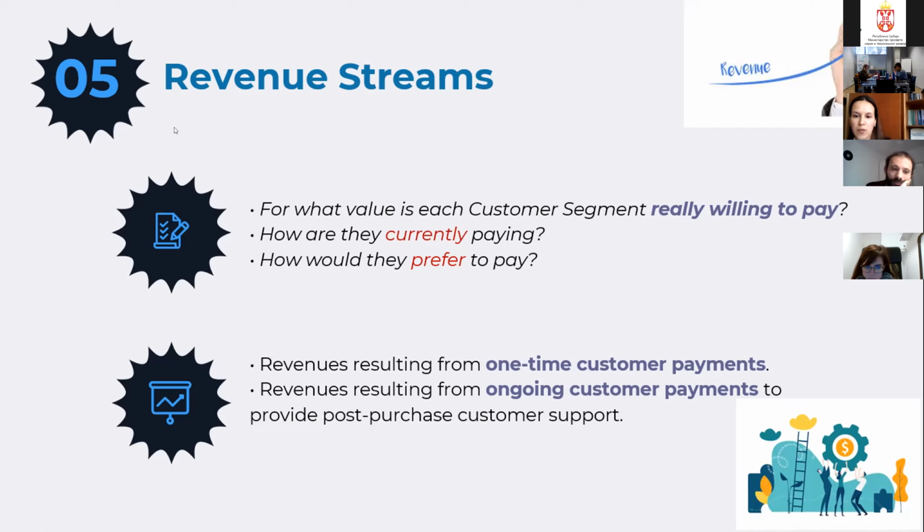So if customers comprise the heart of any business model, then revenue streams are its arteries. And there are 2 types of revenue streams. Revenues resulting from one-time customer payments, and revenues resulting from ongoing customer payments to provide post-purchase customer support.